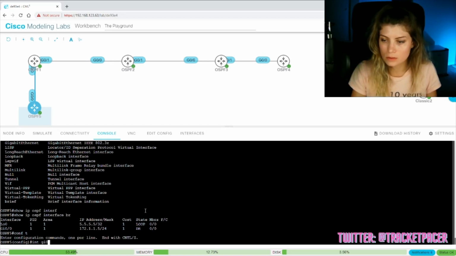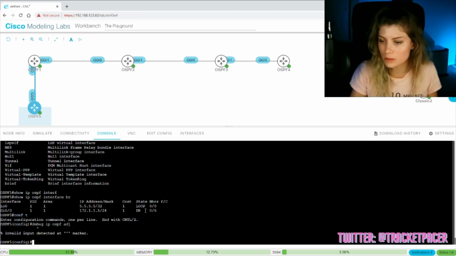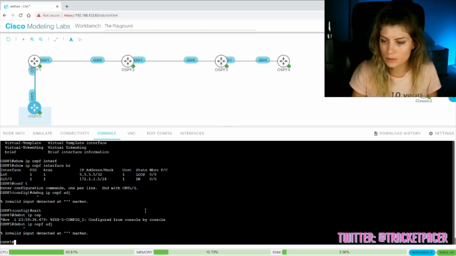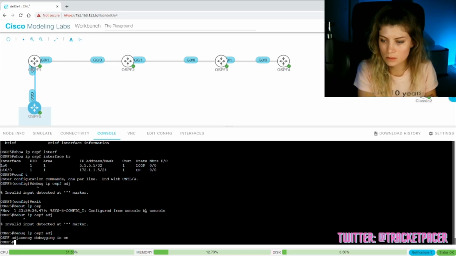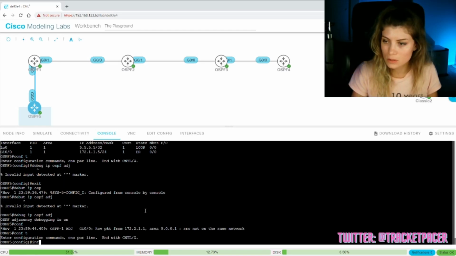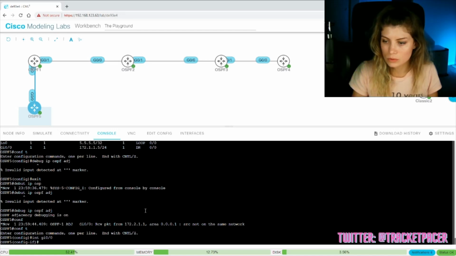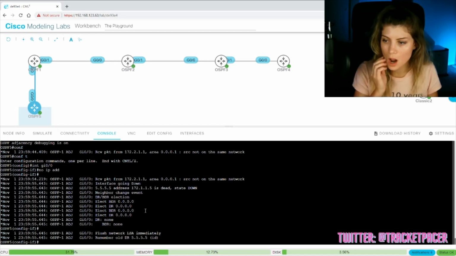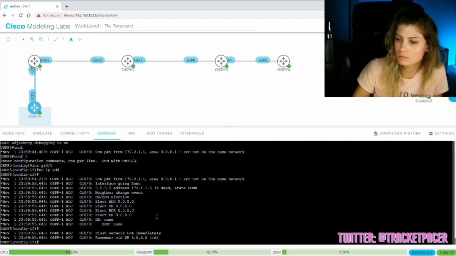So, actually, while we're at it, debug IP OSPF adjacency. I would like to see this happen. Why can't I type today? All right, here we go. So 0/0 needs to be 172.2.1.5, I believe. Whoa. Okay, well that's cool. Whatever.